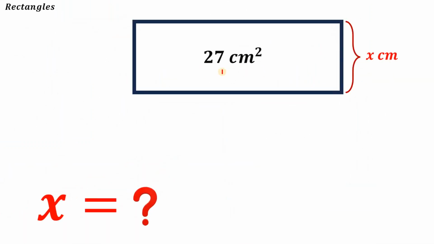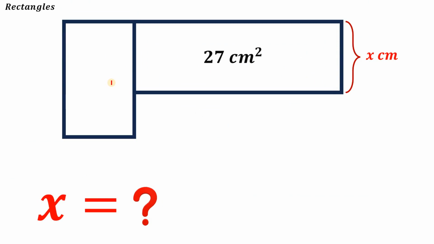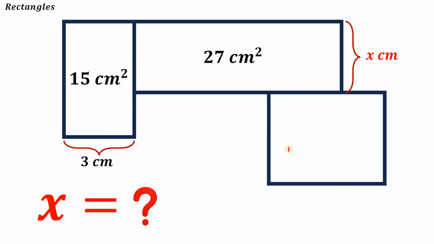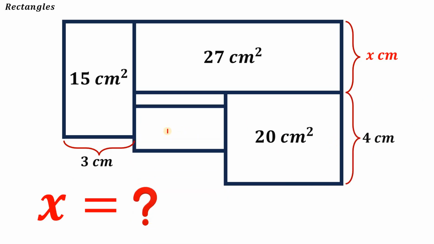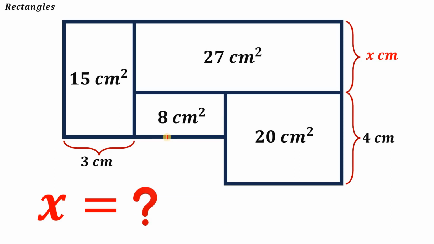Given this rectangle with an area of 27 square centimeters and the height of x centimeters, and let's draw another rectangle with an area of 15 square centimeters with a base equal to 3 centimeters, another rectangle with an area of 20 square centimeters with a height of 4 centimeters, and another rectangle with an area of 8 square centimeters. Now, our goal in this question is to find the length of this segment, x.